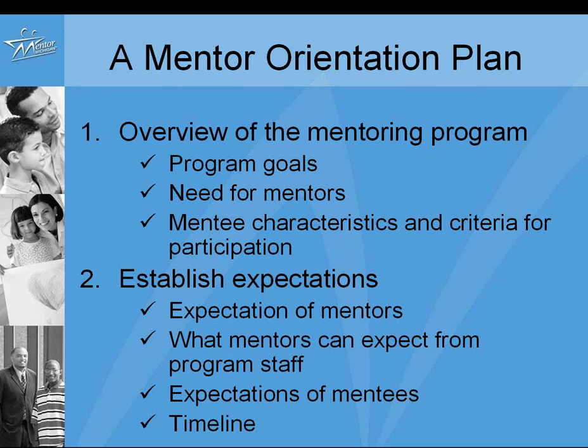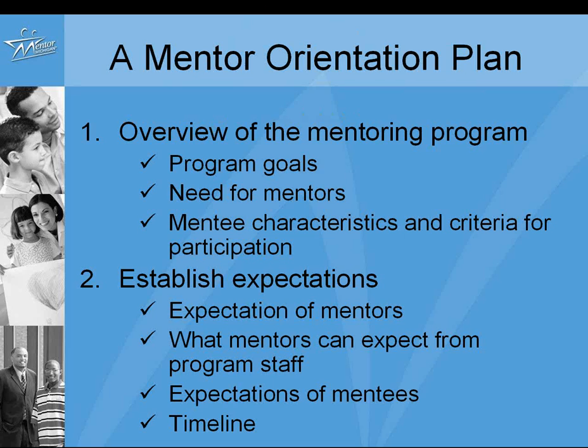So this should include things like a program overview of your mentoring program. This will repeat some of the components you had in other orientation plans. So you're going to identify your program goals, discuss the general need for mentoring and your program's need for mentors, and talk a little bit about the mentee characteristics and the criteria for participation.